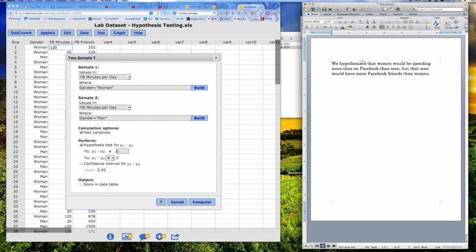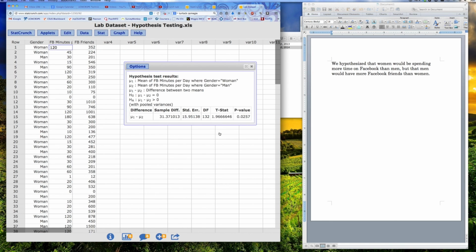But since we have a directional hypothesis here, we hypothesized that women would be spending more time on Facebook than men. Then since we put in women here first, we're expecting basically the mu of 1, or this first group, to have a larger mean than the mu of 2, the second group. And if we take a big number minus a smaller number, we should get a result that's larger than 0. So here just put in larger than. So now go ahead and hit compute. And what we see here are the results of the t-test, and the most important factor is this one right here, the p-value. So for two groups to be significantly different from one another, they need to have a p-value at or below 0.05.